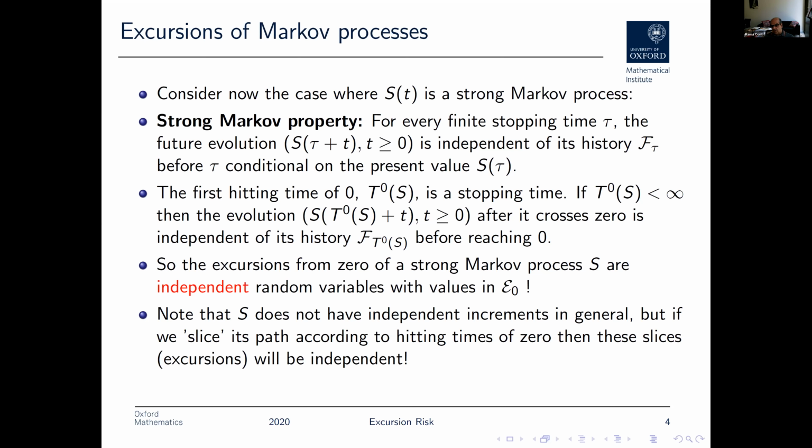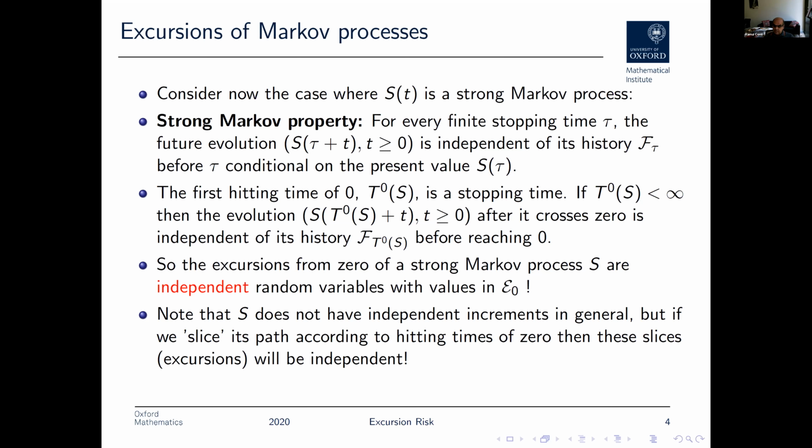And we call E0 the space in which these excursions lie. It's a space of paths which go from zero. So this means that the excursions from zero of a strong Markov process are going to be a family of independent random variables with values in this space of excursions E0.